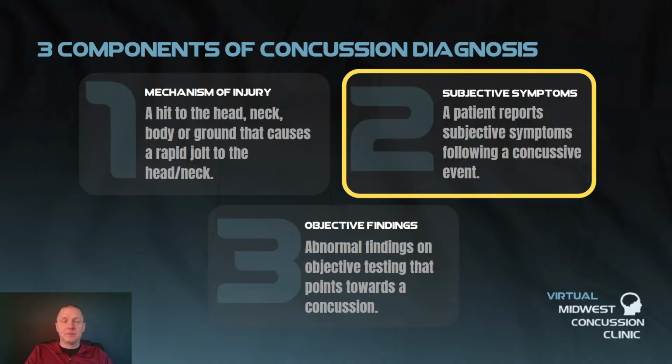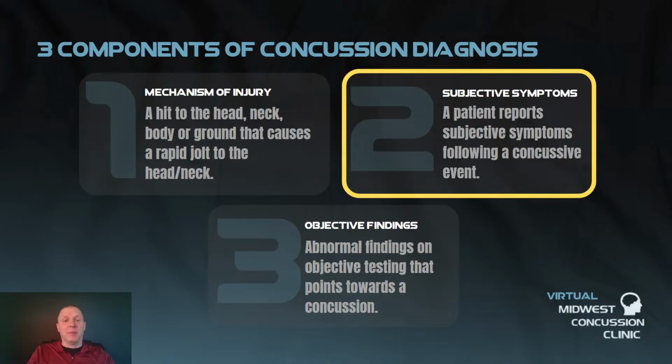So when I start looking at the three components of concussion diagnosis, I need to make sure that all three of them are present, but not all three of them are present individually. If I have a mechanism of injury with no symptoms and no objective findings, I can't diagnose a concussion just based on the fact that they hit their head. If they hit their head, they come into me, they have no objective findings, they have no subjective reports, I can't diagnose a concussion that way.